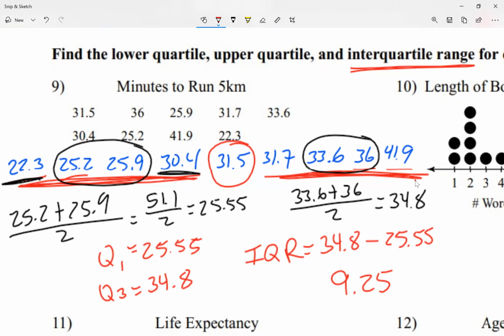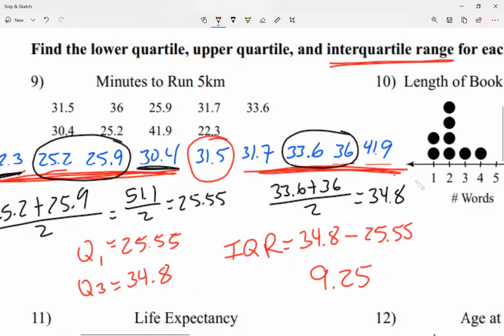So on your homework, I could ask you for the lower quartile, I could ask you for the upper quartile, or better yet, I can ask you for the interquartile range. More than anything, I will prefer the interquartile range because in order for you to answer that, you need to find the lower quartile, the upper quartile, and then subtract them. Okay, so make sure you read the instructions. Let's take a look at question number 10.